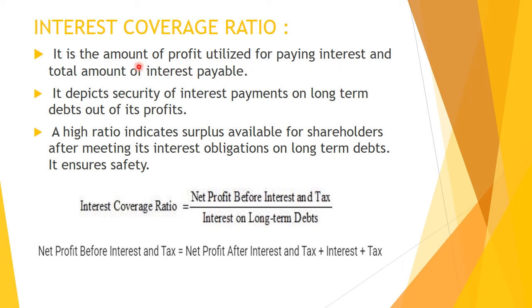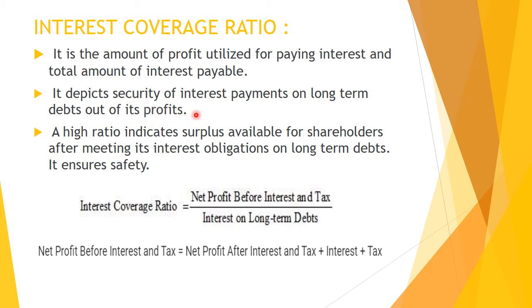If he pays from his business, from where will he pay? He'll pay it out of his profit. And it depicts the security of interest payments on long-term debts out of its profit. On the long-term debt, how much interest he has to pay, and that too out of his profit, depicts the security. He knows that beforehand: okay, I am borrowing 10 lakh rupees, which means I have to repay 10 lakh.